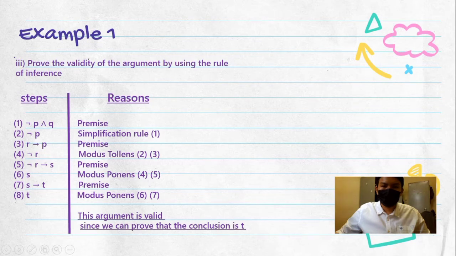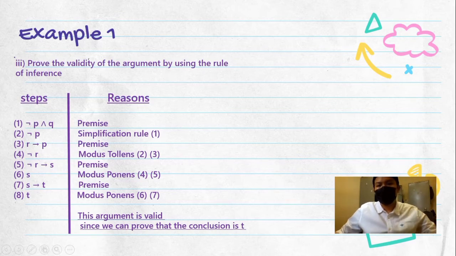After that, we take the second premise, which is R implies P. If we take a closer look, before we got not P, and right now the premise is R implies P. So we can use the modus tollens rule, with which we then get not R.